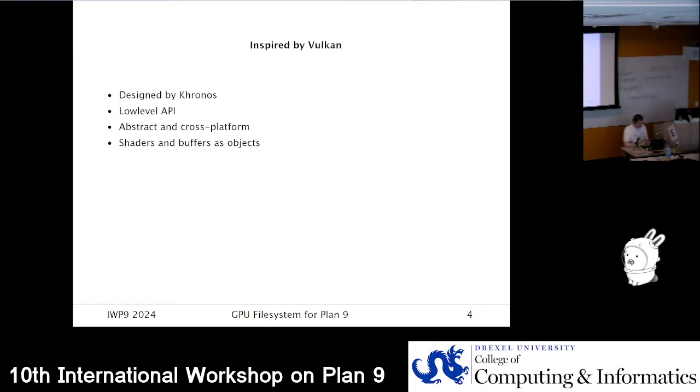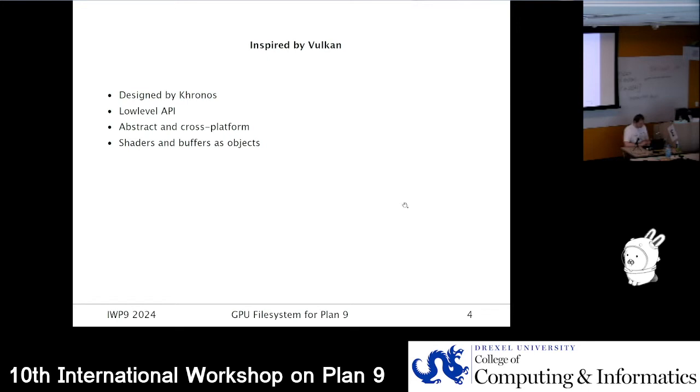The benefit of Vulkan is that it's abstract and cross-platform. That means you have your own shader language, SPIR-V, that's also cross-platform. You can just copy that shader program from one platform to the other and it will work. And it's available on Windows, Linux, Android, Mac, and probably a few others. The Vulkan API itself thinks about shaders and buffers as objects, so that also transfers nicely to a file system hierarchy.